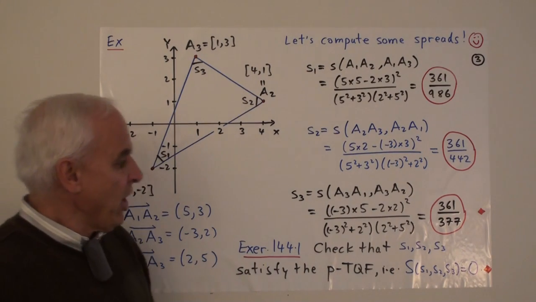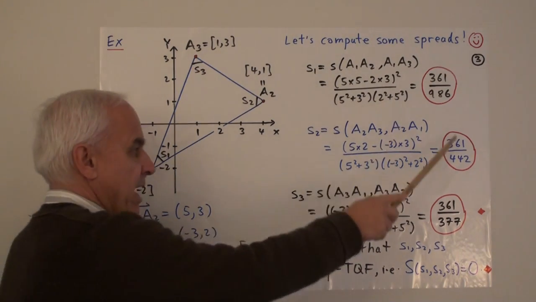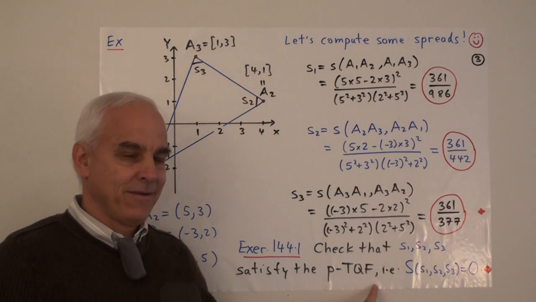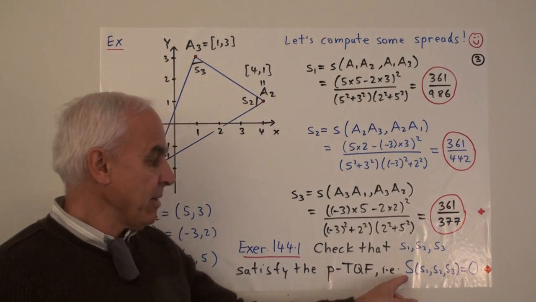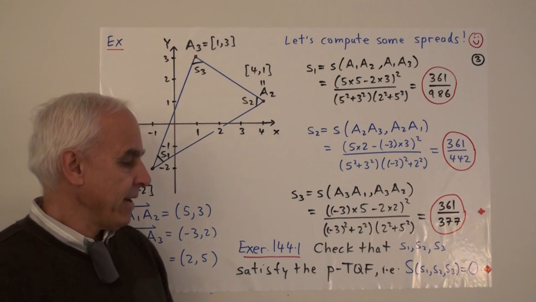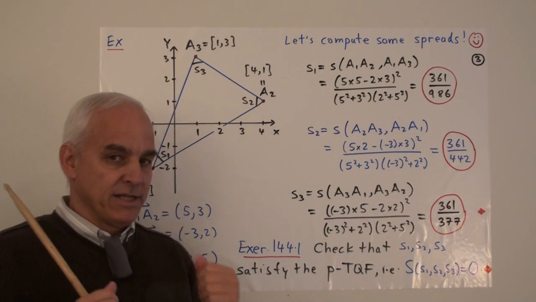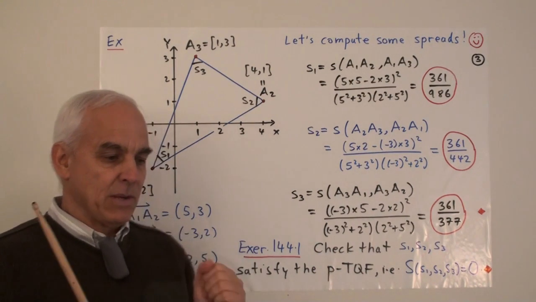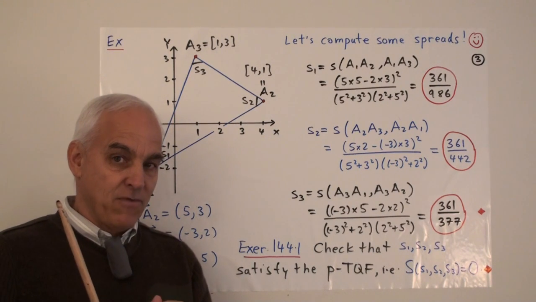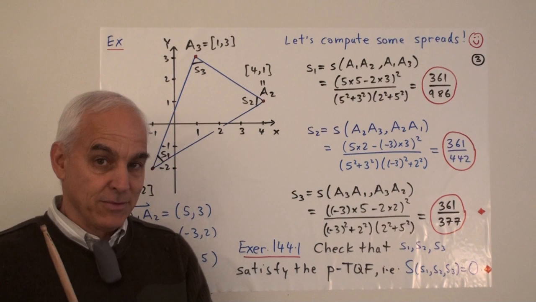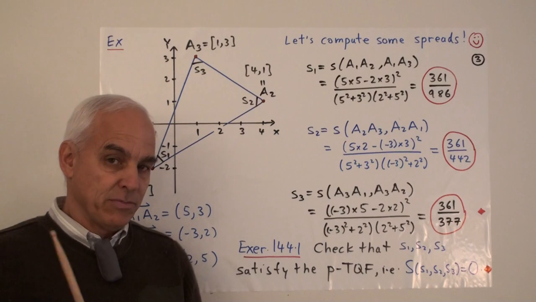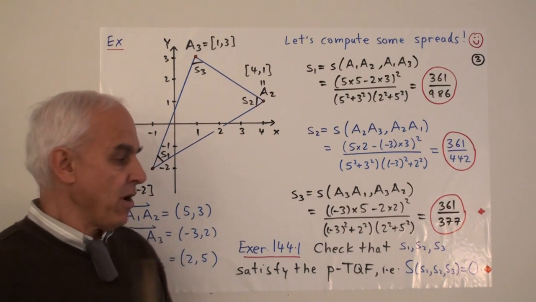And now an exercise for you. Check that these three numbers, S1, S2, and S3, satisfy the projective triple quad formula. In other words, that if we plug them into the spread function, then we get 0. And let me remind you what that means: you take (S1 + S2 + S3) squared, you subtract 2 times (S1 squared + S2 squared + S3 squared), and you subtract 4 times the product S1 S2 S3. So the difference between the left and right-hand sides of the projective triple quad formula.